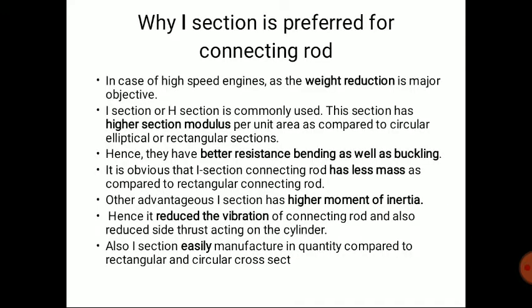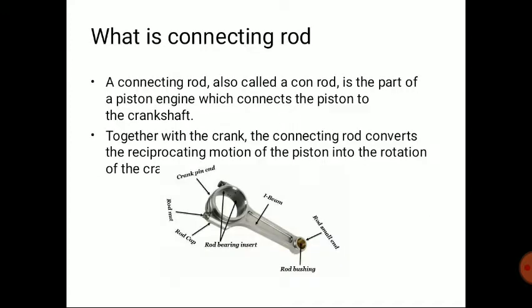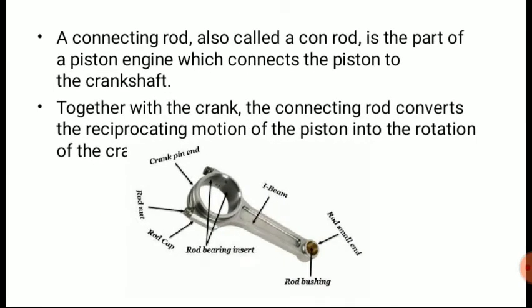So why I section is preferred for connecting rod? This is one of the usual university questions. If you look at the figure here, you can see the different parts of the connecting rod: the crank end, the rod end. In between the two ends there is an I section or I beam. Then there is a cap and nut, and in the cap two rod nuts are used.